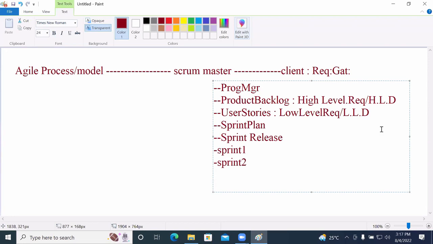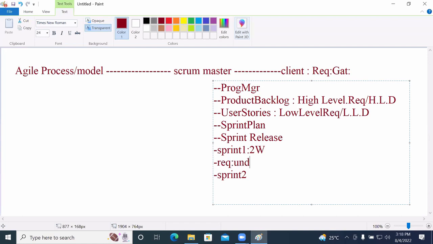Any sprint you are working on, what is the duration? Two weeks. Any sprint you work on, the duration will be two weeks here. In these two weeks of duration, what are the things that need to be done?